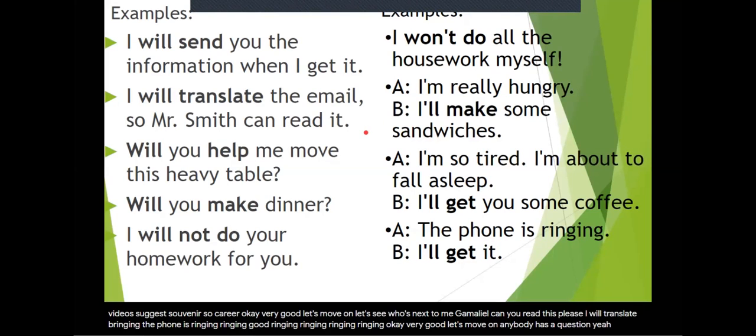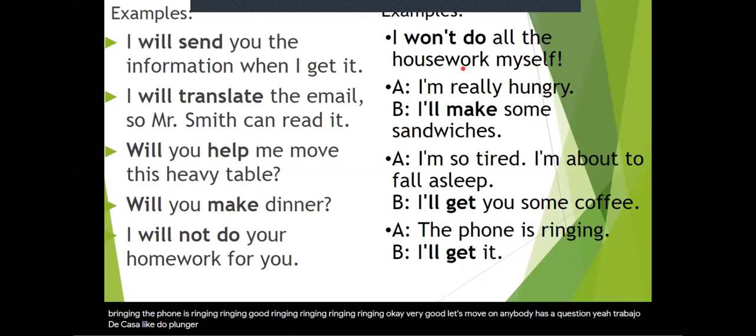What does housework mean? Trabajo de casa, like planchar, barrer. Okay, thank you. Teacher, is it different from homework? Homework es tarea, de estudiar. En cambio, housework es tarea de casa, como barrer, cocinar. Oficios de la casa. Yes. Okay, thanks. Okay, let's move on.